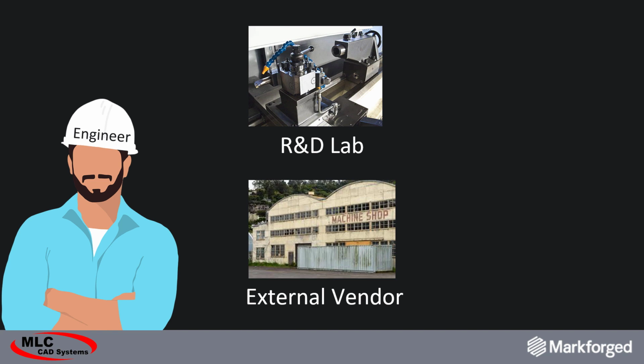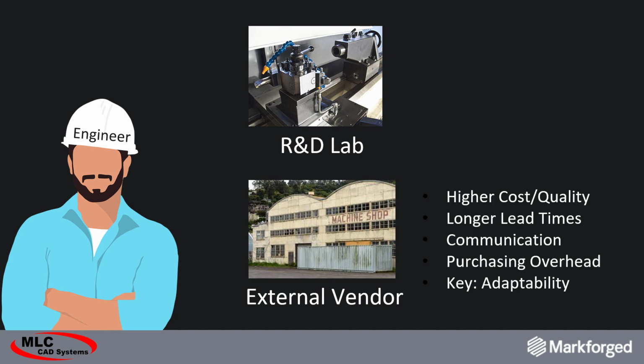Then you've got the external vendors. Every company's got them. Most of the time, this is because you don't have that capability in-house. It could also be that you have a production overflow that the vendor helps you with. Now, these vendors, they're experts in what they do, so you're going to end up with a higher cost and quality than what you would be able to do with just somebody running a manual lathe. But the lead times are longer.